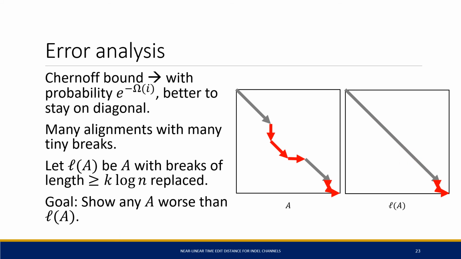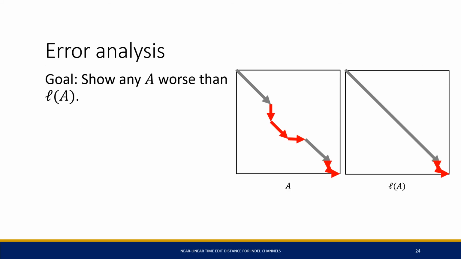So our goal, just the exact same goal from the previous slide, is basically to show that any A is worse than L of A, because L of A is going to be contained within the part of the DP table that we search. So if we can show this is true, then we know our algorithm is correct. Given this goal, I'm going to define some more notation.